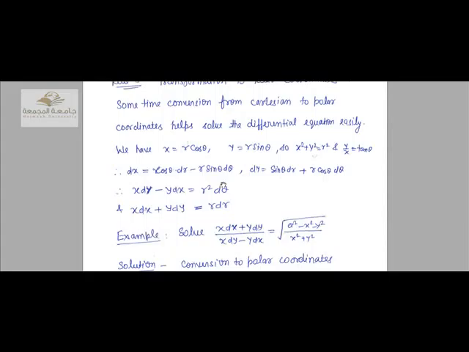Therefore dx is equal to cosine theta dr minus r sine theta d theta. dy is equal to sine theta dr plus r cosine theta d theta. Therefore x dy minus y dx is equal to r square d theta, and x dx plus y dy is equal to r dr.